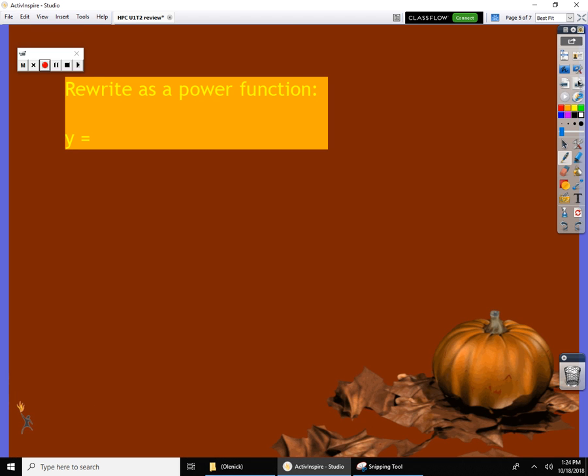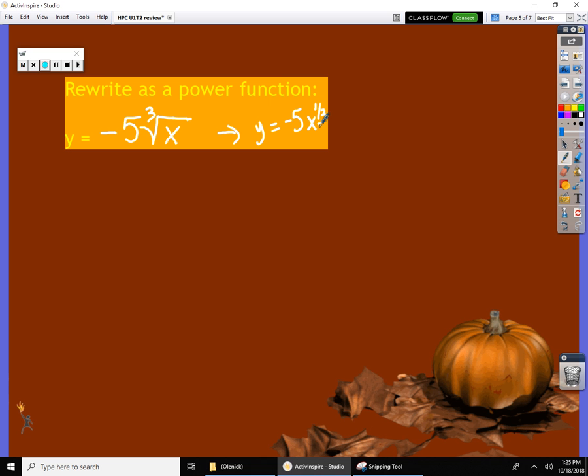Here we go. Rewrite as a power function is the next question, right? Okay, I got to steal your paper. No, I got one right here. So the first one is negative 5 cubic root of x. So what should I write on my paper? X to the 1/3. Easy peasy lemon squeezy?